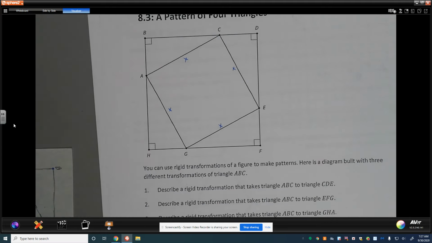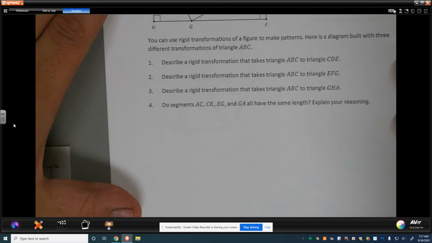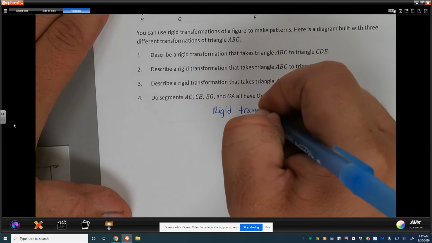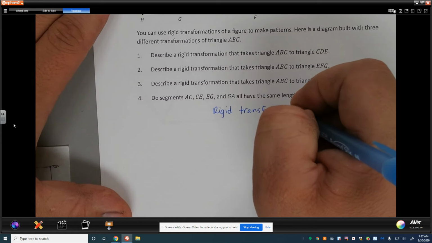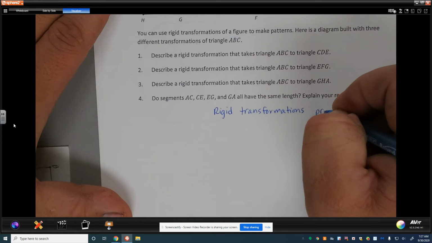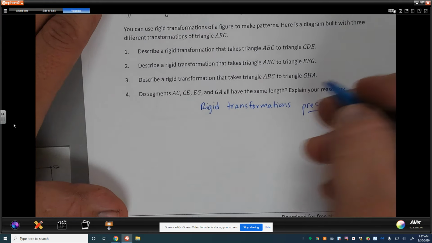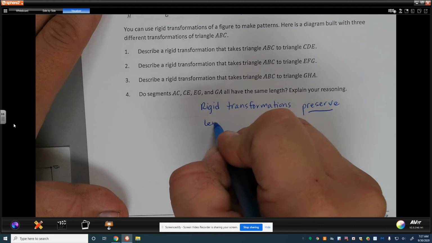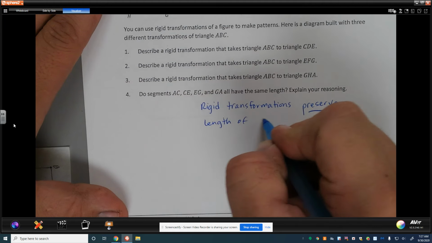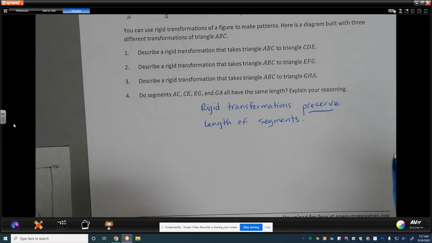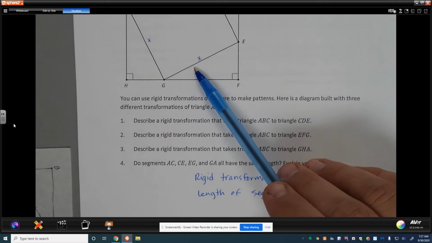And our explanation is rigid transformations preserve lengths of segments. I'm going to write that down. Rigid transformations preserve. There's our hot word right there. Preserve means keep the same length of segments. In this case, our length of our segment was the hypotenuse inside of each of these.